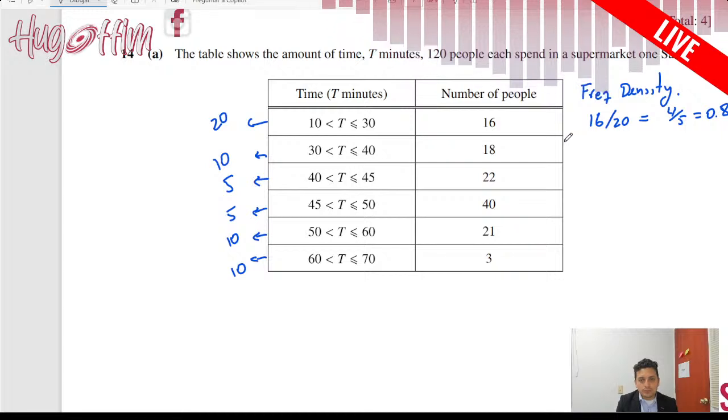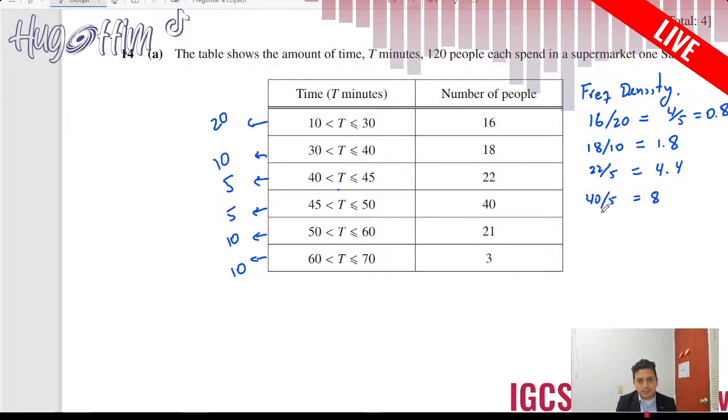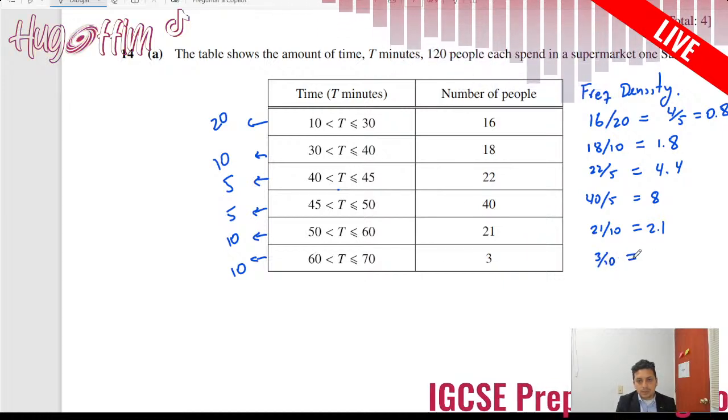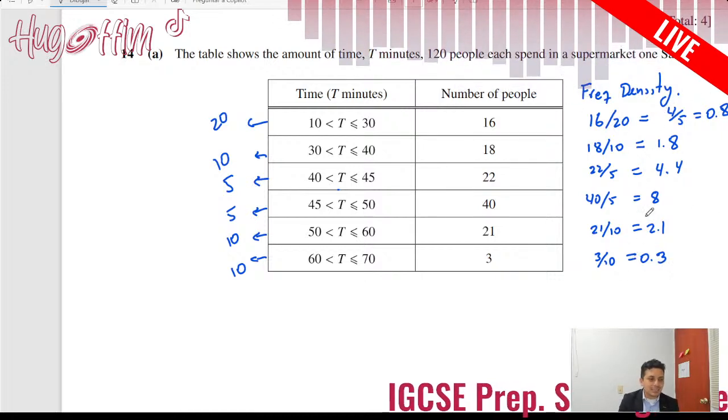Now here, for example, if I divide 18 divided by 10, I'm gonna get 1.8. 22 over 5 is going to be 4.4. 40 over 5 is going to be 8. 21 divided by 10 is going to be 2.1. And finally 3 over 10, that is going to be 0.3. So this is just the frequency density that we have to graph.